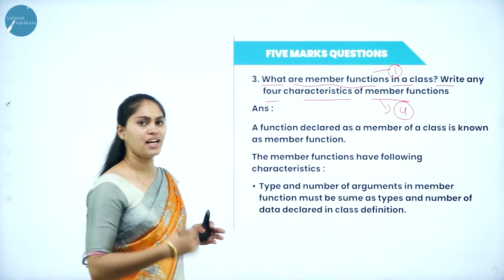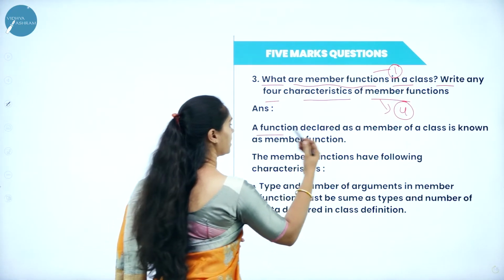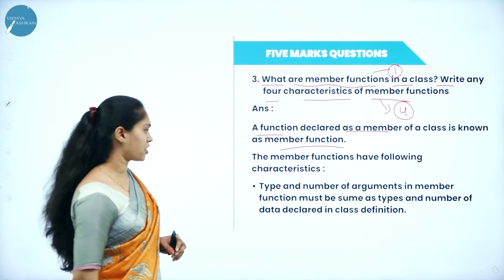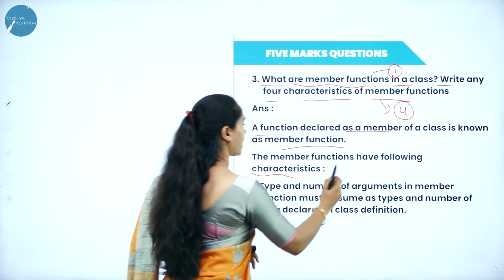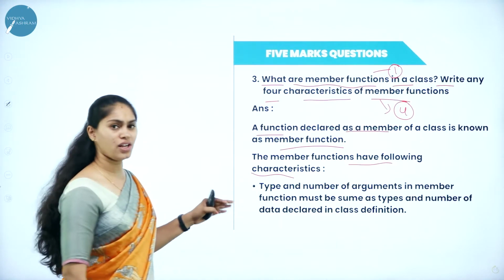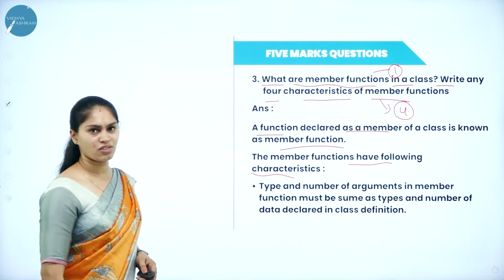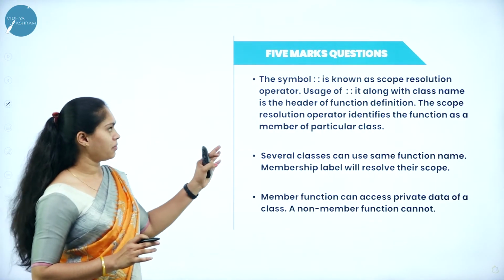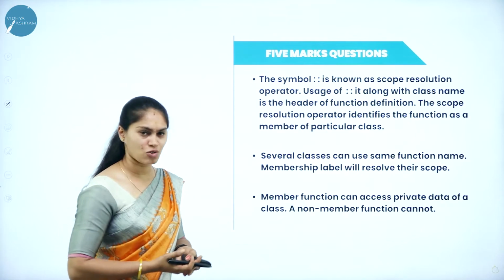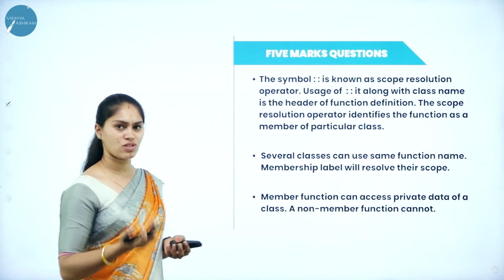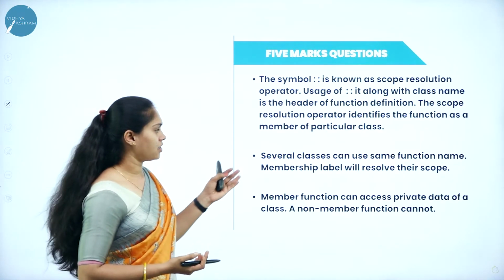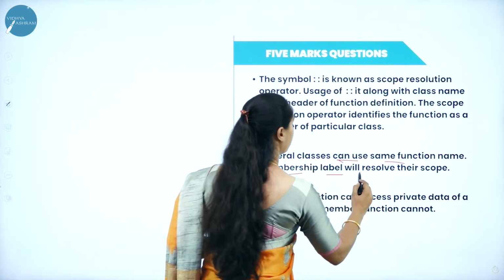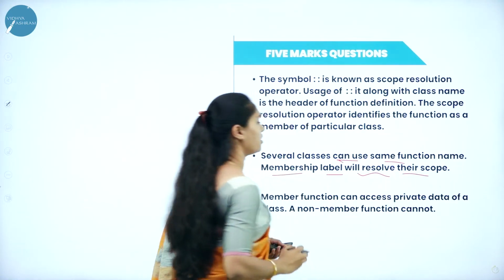As we all know, a function which is declared as a member of a class will be considered a member function. Here I have listed the characteristics of the member function. You have to write all 4 points in order to get 5 marks. We use a scope resolution operator in order to define it outside a class definition, and several classes can use the same function name, so it will resolve their scope.